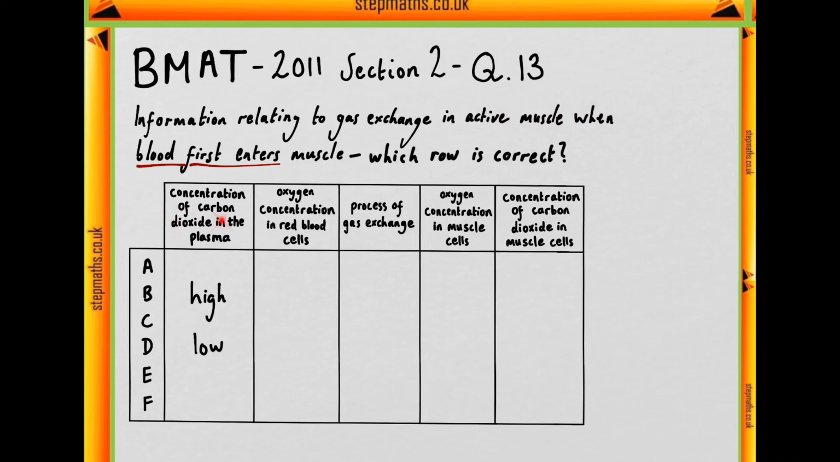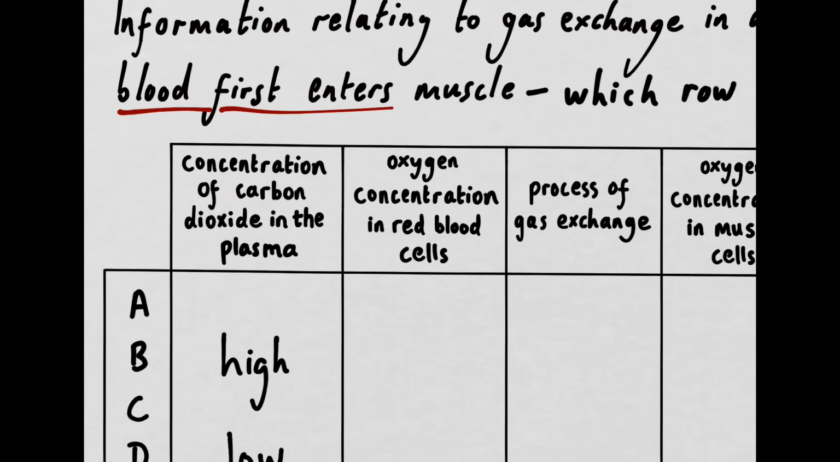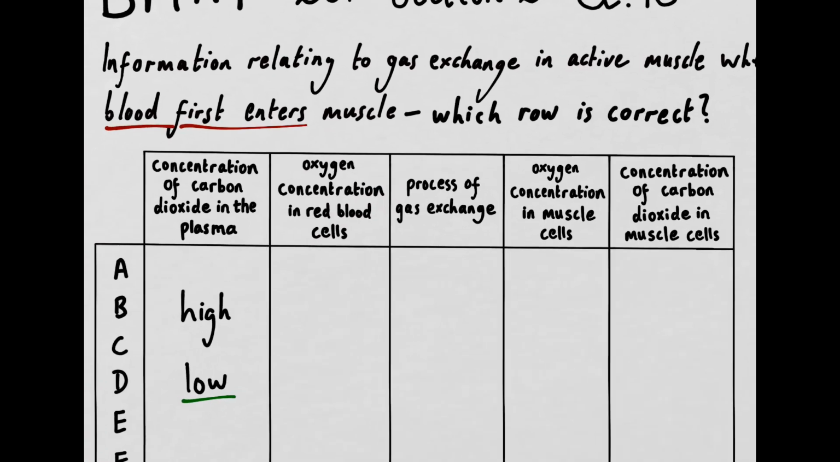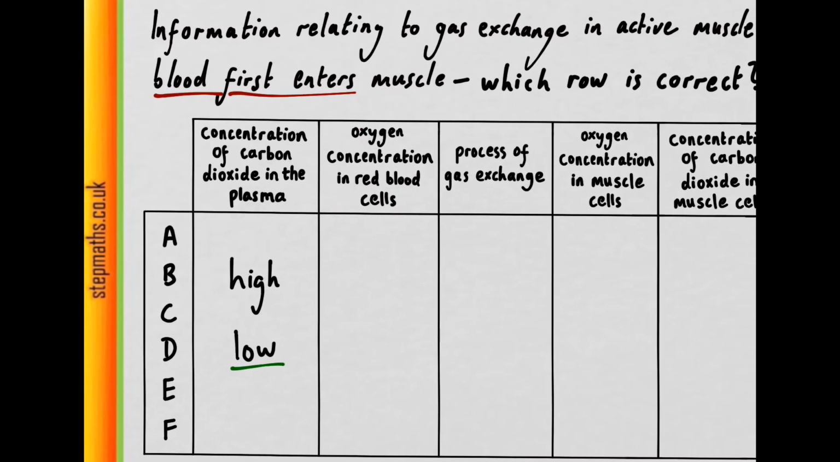So the concentration of carbon dioxide, which is produced in aerobic respiration as a byproduct of the energy generated from oxygen and glucose, in the plasma of the blood first entering the muscle tissue will be low, especially relative to the actively respiring muscle tissue. Moving on to the oxygen concentration in red blood cells, obviously this will be high since you'll want to be supplying it to the respiring muscle tissue.